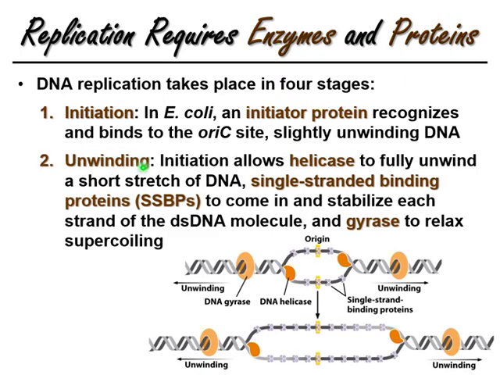Then you have unwinding. So unwinding is the process of initiation that lets helicase get started. Once helicase gets started, then it can fully unwind a short stretch of DNA. Single-stranded binding proteins, now the little purple things, come in and stabilize each strand of the double-stranded DNA molecule. So obviously they stabilize the single-stranded DNA.